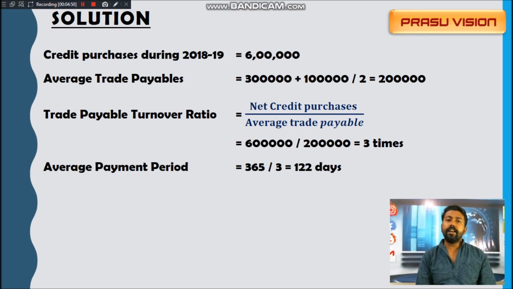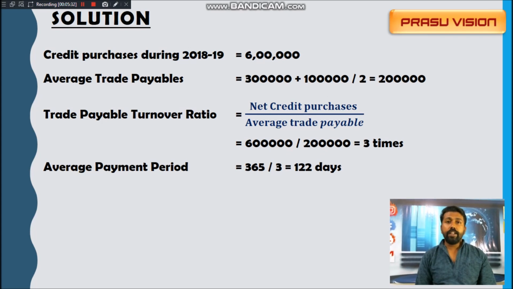Then we can apply the amounts directly in the equation to calculate the trade payable turnover ratio. The equation is credit purchases divided by average trade payable. The credit purchase, 6 lakh, divided by the average trade payable we calculated, 2 lakh. So the answer is 3 times. That is, 3 times we will repay the amount of creditors and bills payable.